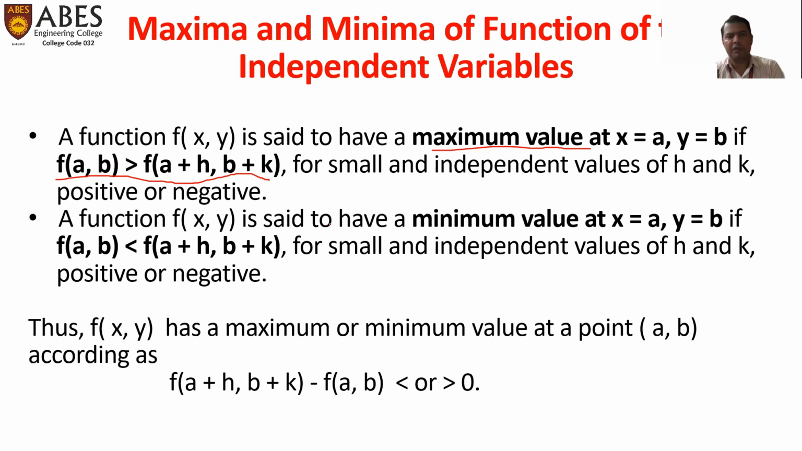Similarly, a function f(x,y) is said to have a minimum value at x equals a and y equals b if f(a,b) is less than f(a+h, b+k) for small and independent values of h and k, which are either positive or negative. So f(x,y) has a maximum or minimum value at a point (a,b) if f(a+h, b+k) minus f(a,b) is either less than 0 or greater than 0.